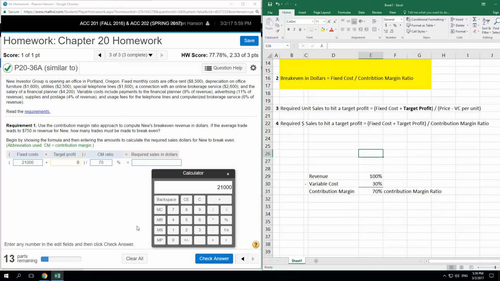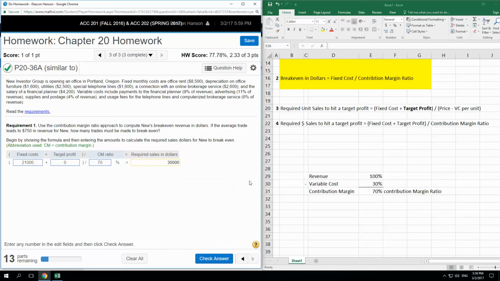Okay. So now all we have to do is take 21,000 and divide by 70%, and I guess we're going to get something like 300,000, but let's go ahead and do this. Divided by 0.7, 30,000. So what this is saying is we need to have $30,000 in revenue to break even.